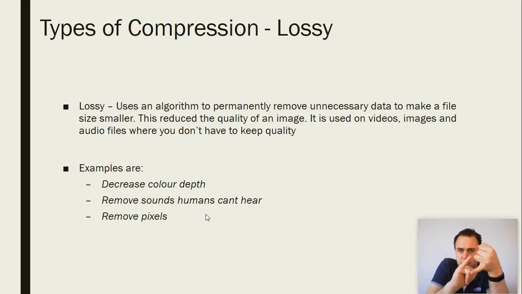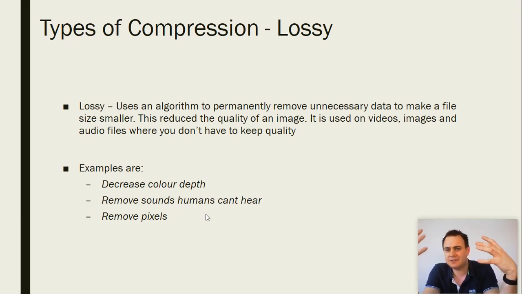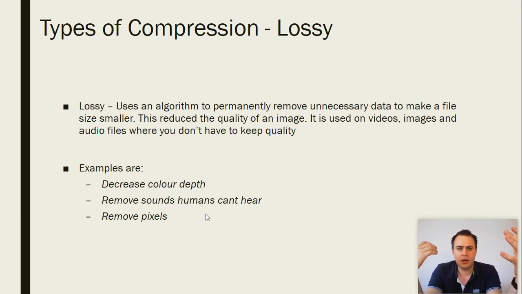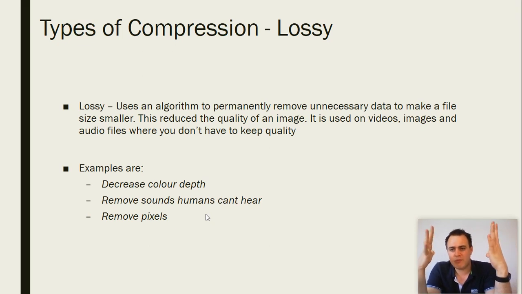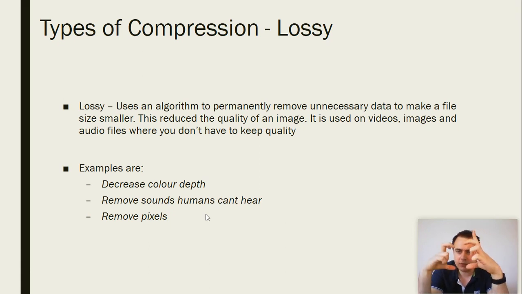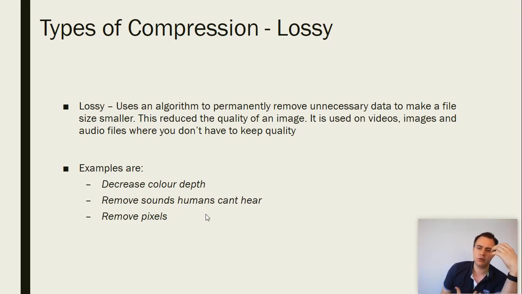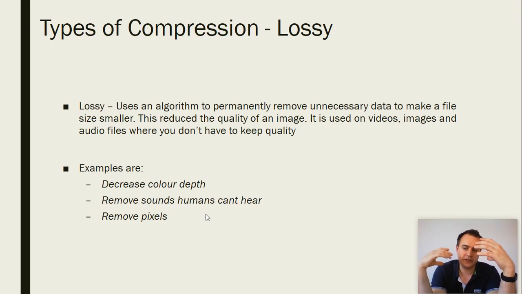Now, this reduces image quality. It can reduce sound quality. It reduces quality, basically. It's used on videos, images, and audio files where you don't have to keep that quality. So, for example, if you're doing a YouTube video, it doesn't really matter whether it's in HD or in 720p, so you can use lossy compression on that. With random photos on the internet, it doesn't matter because that quality doesn't have to be rich or the same. It's not going to be decreased to a point where it's unreadable or unusable or you can't watch the video. It's just going to be smaller with less quality.